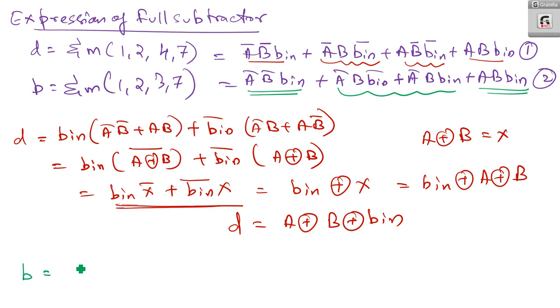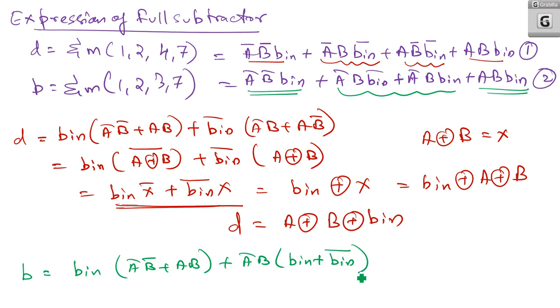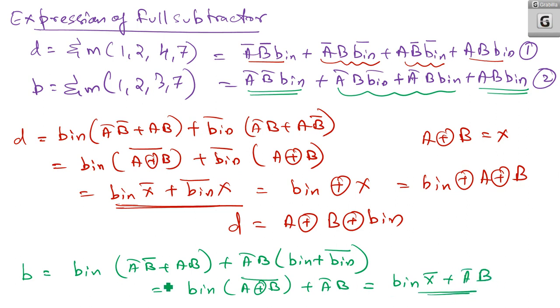Therefore, we can write borrow as Bin and (A'B' or AB), or A'B and (Bin or Bin bar). What is Bin or Bin bar? It is 1. And this is Bin and A XNOR B, or A bar B. That is basically Bin H bar or A bar B. So that is the expression for borrow, and for borrow we will try to use this expression, Bin H bar or A bar B.